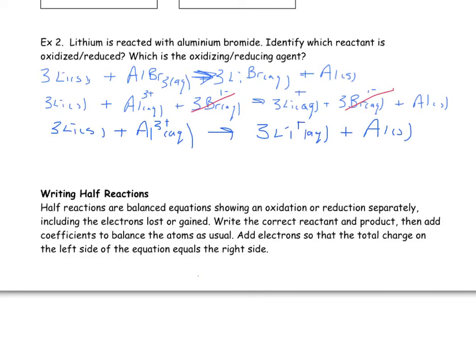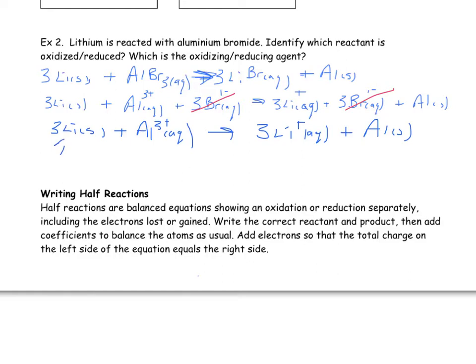Let's see if we have a redox reaction. I have lithium ions going from neutral to a +1 charge. In order to do that, they must have lost an electron each. And then I have an aluminum 3+ going to an aluminum neutral. In order to do that, they must have gained 3 electrons. Therefore, I have a transfer of electrons from the lithium to the aluminum.